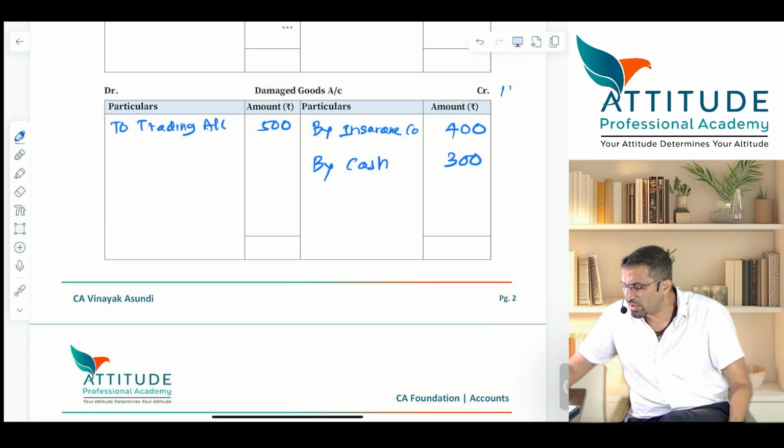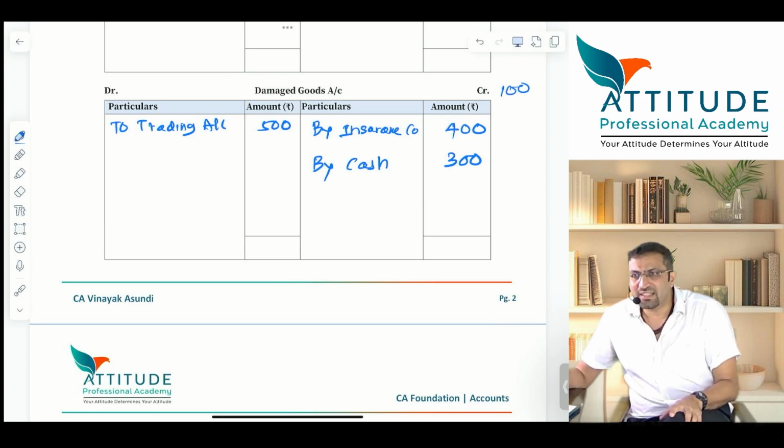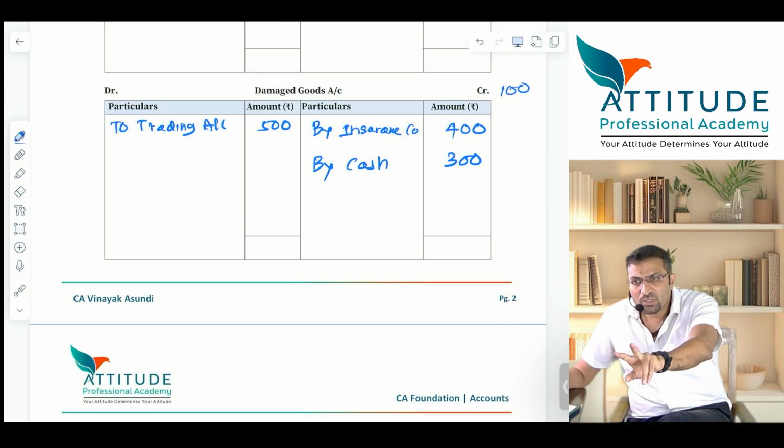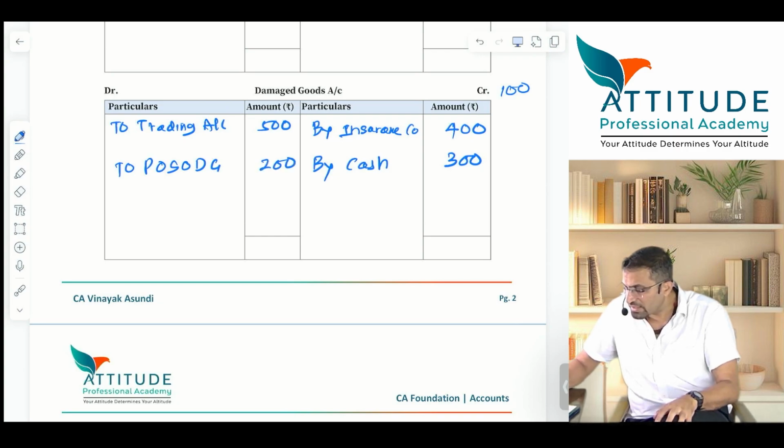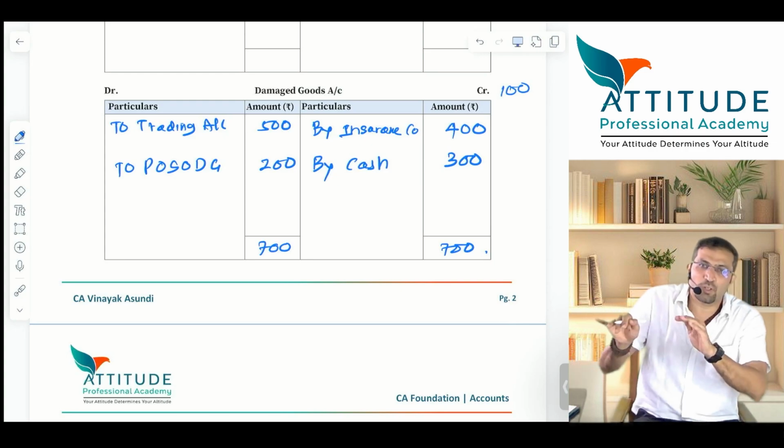Damaged goods is credited only by how much? 100. Why are you writing 300 here? Now there is a profit or no? Profit you write on the debit side as profit on sale of damaged goods, which is how much? 200. This account gets tallied. 700 हो गया tally. This is how you have to open your what? Ledger.